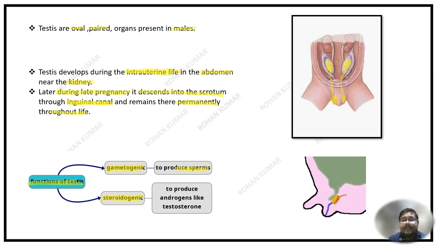So testis basically takes part in the formation of androgens, which are the male hormones, or hormones which lead to development of the male characteristics. There are many hormones that fall within the category of androgens. But the most important and the most talked about is testosterone. However, there are others also, such as dihydrotestosterone and DHEA. But amongst them, the most important is testosterone. And this is what we need to know at the level of class 11th and 12th. So I hope this slide is clear to you. Now we'll move on.